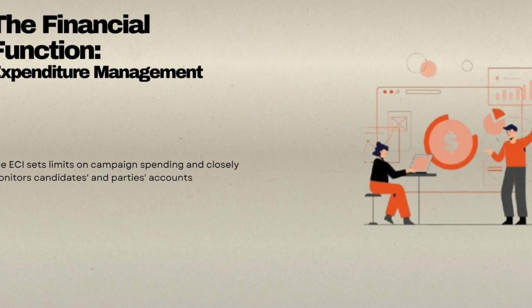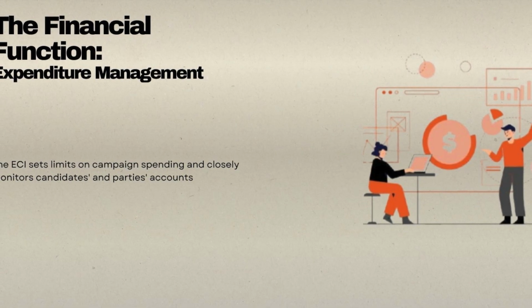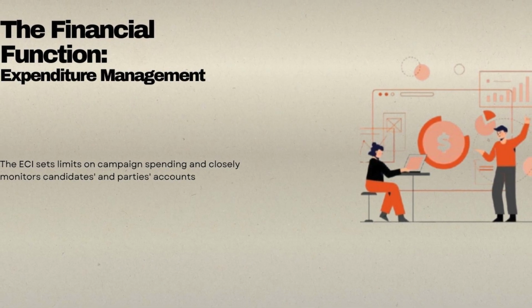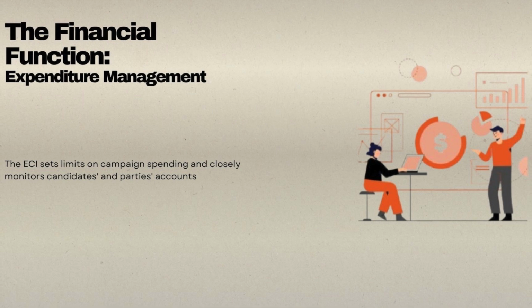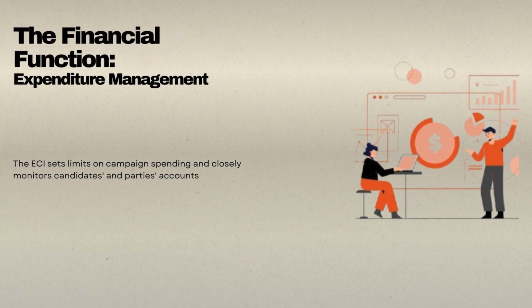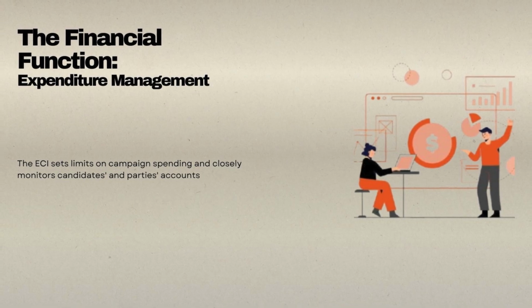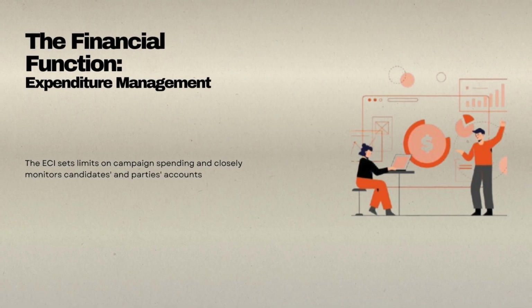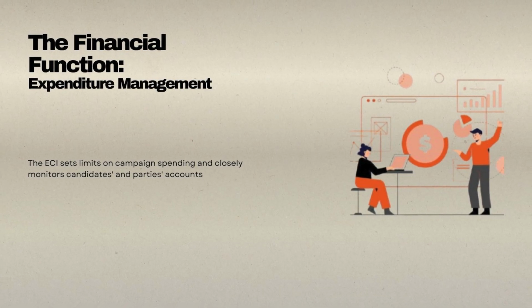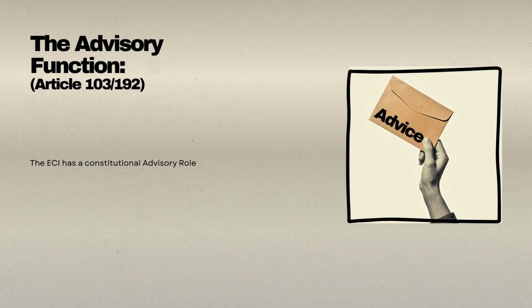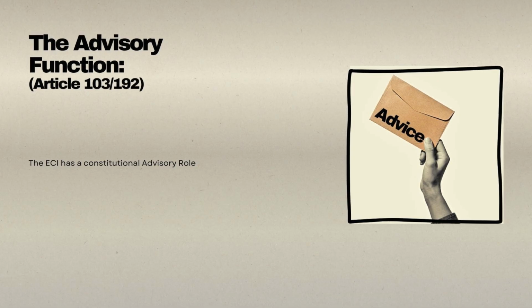This function is a systemic defense against inequality. The ECI sets limits on campaign spending and closely monitors financial accounts. Why? Because high concentration of wealth gives disproportionate political power to a privileged minority. The ECI spending limits are designed to temper the influence of big money, thereby upholding the principle of civic cooperation over economic disparity. The ECI's advisory role is constitutionally mandated.